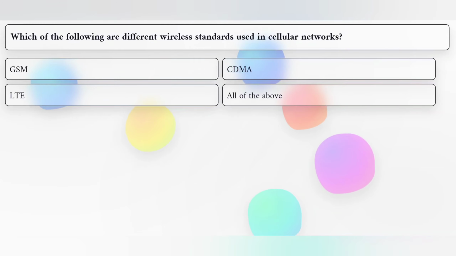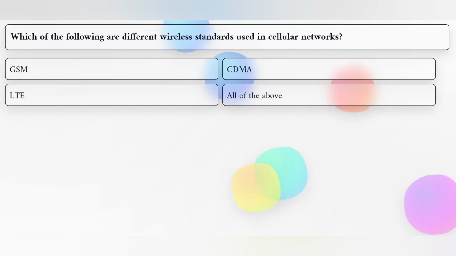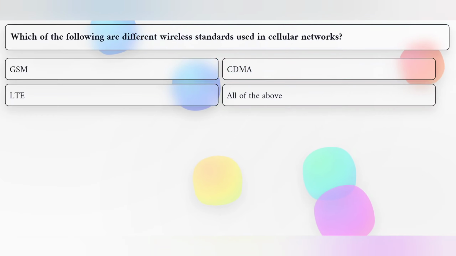Which of the following are different wireless standards used in cellular networks? GSM, CDMA, LTE, all of the above.